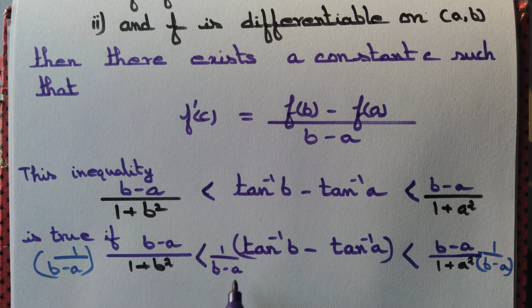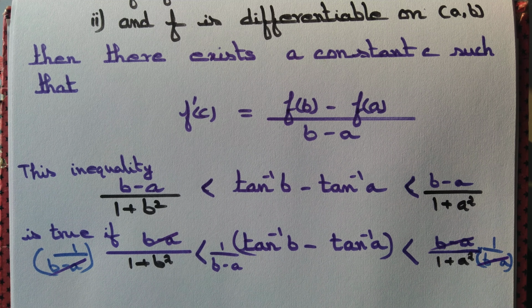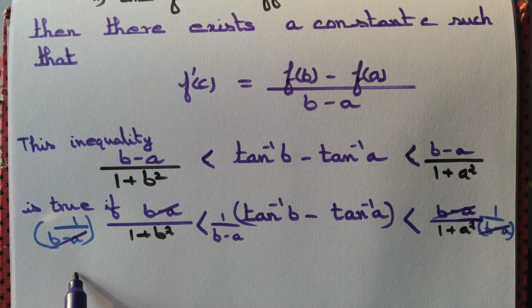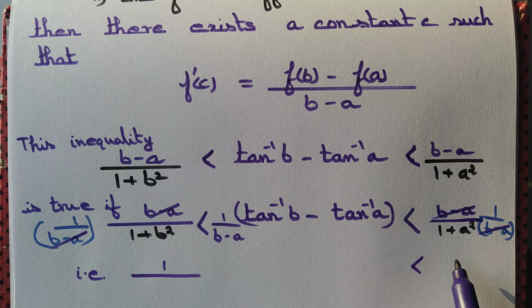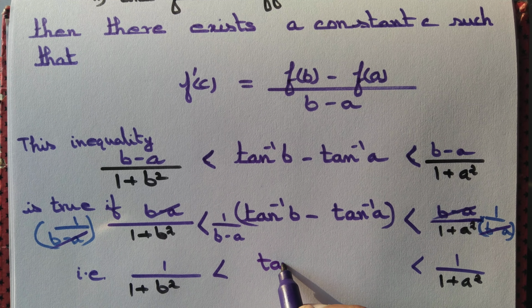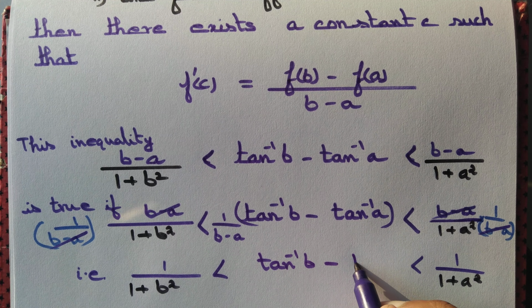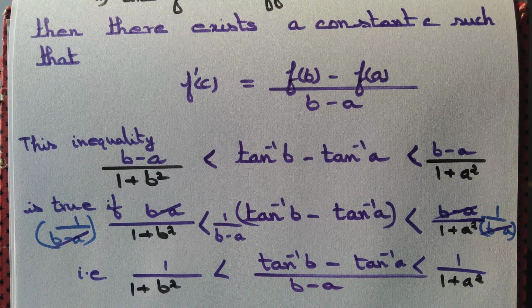If this is true, the converse is also true. We observe that we can cancel b minus a out. So this is true if 1 by 1 plus b square is less than 1 by 1 plus a square, and tan inverse of b minus tan inverse of a divided by b minus a lies in between. So we need to prove this. If we could prove this, then we are done.